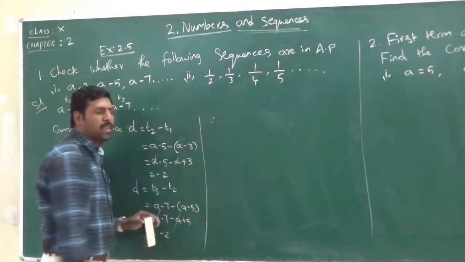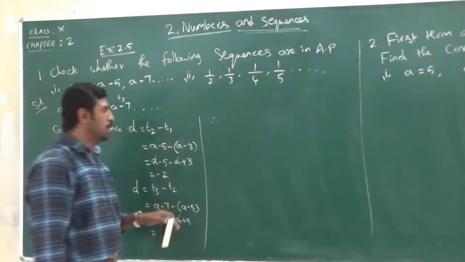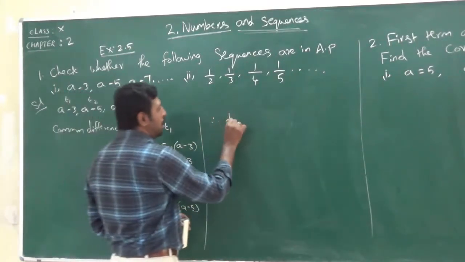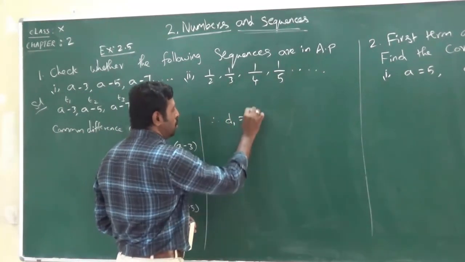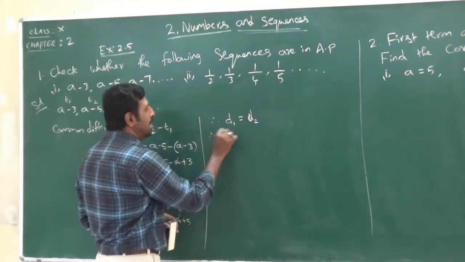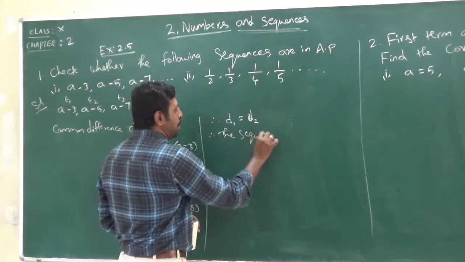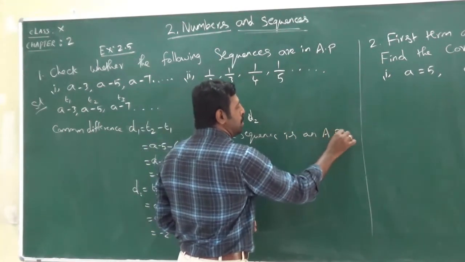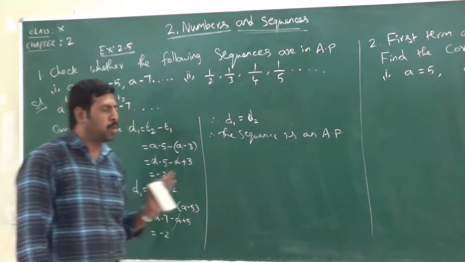Therefore, here the common differences are equal, right? Let me take these as d1, d2. The common difference d1 is equal to d2. Therefore, the given sequence is an AP, arithmetic progression.